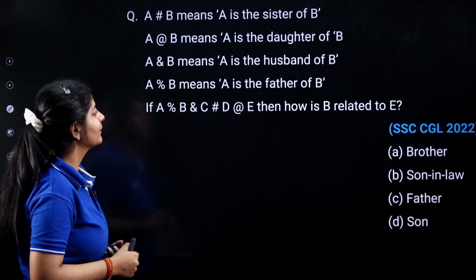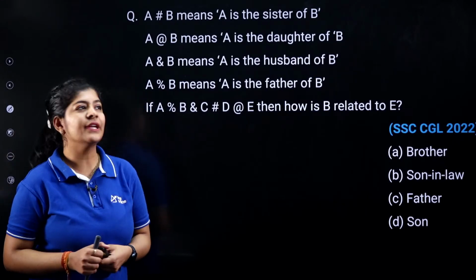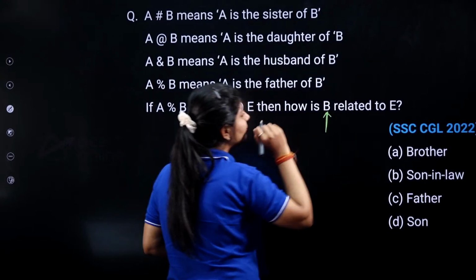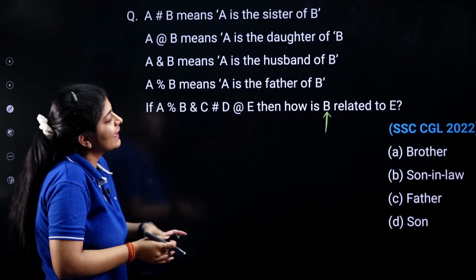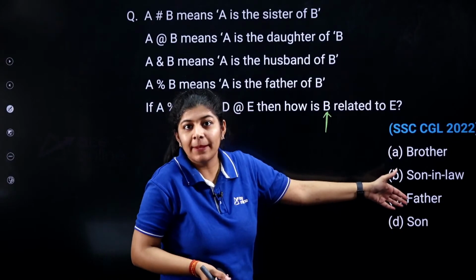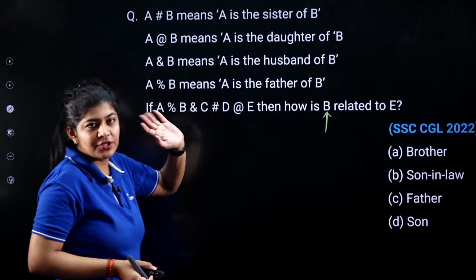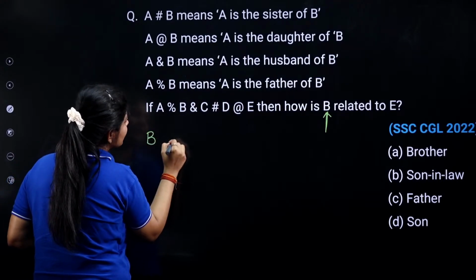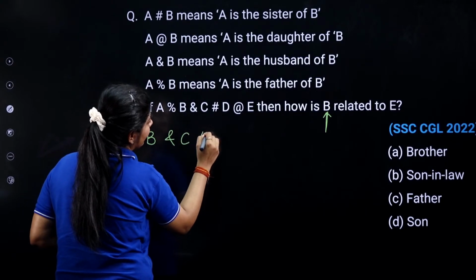Okay, let's see. Here what we need to do? We need to determine how B is related to E. That means the gender of B is important. But as I can see, all the options are given from the male category, so there's no point to check it. But here I just need to check the generation gap.